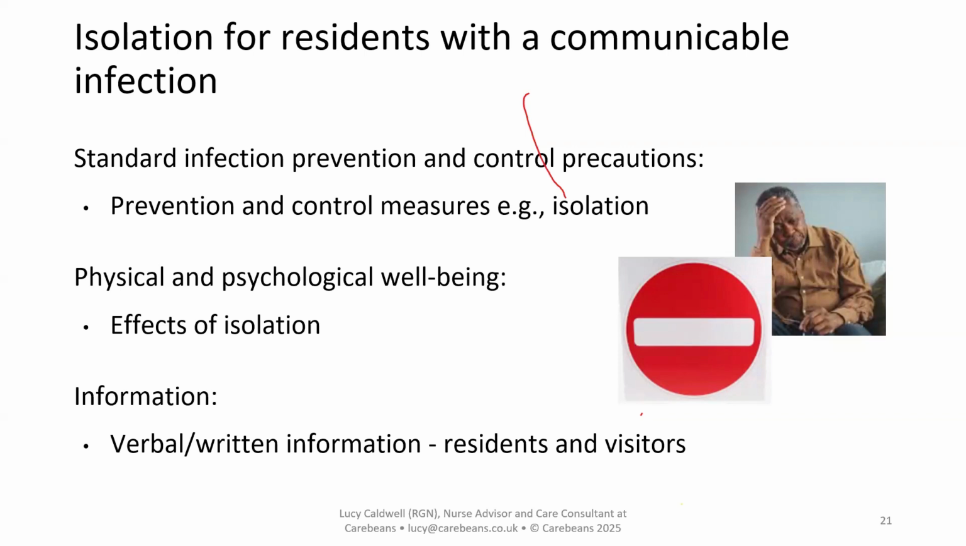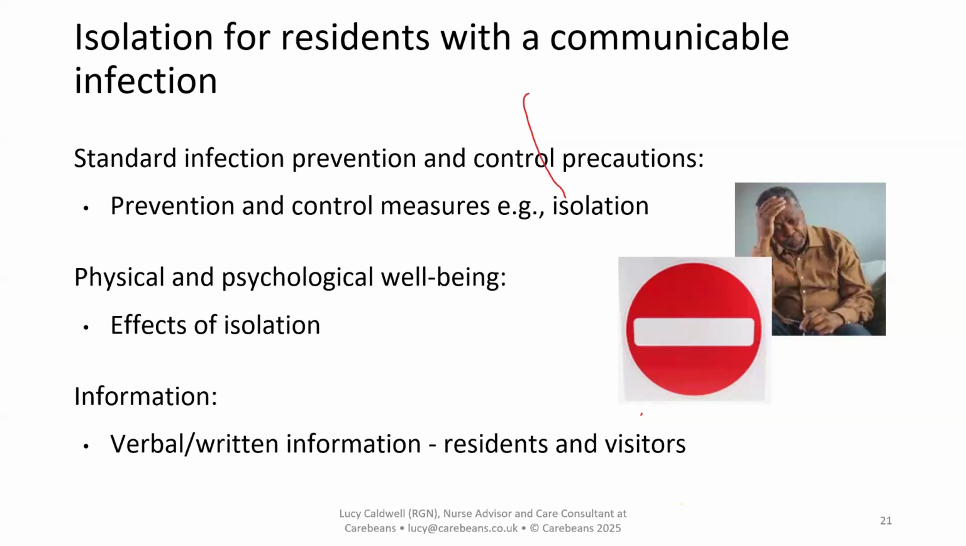So if we do isolate somebody, then we need to be aware of the physical and psychological well-being of that person. So the effects of isolation. So although it's important to isolate someone, it's also important to consider the effects of isolation on that resident. So you should get the appropriate advice on that. And it's just about ensuring that the person who is isolated is still maintaining a good level of well-being. So their needs are still being met whilst they're in isolation. It could be quite frightening being put into isolation.